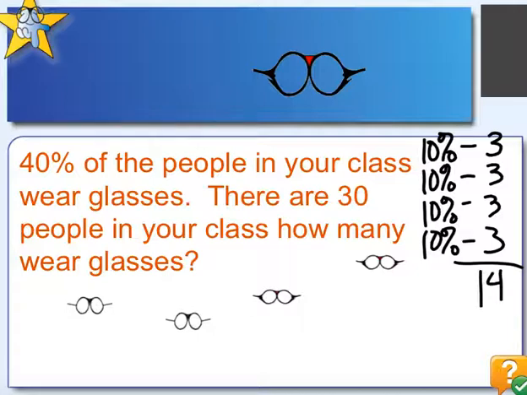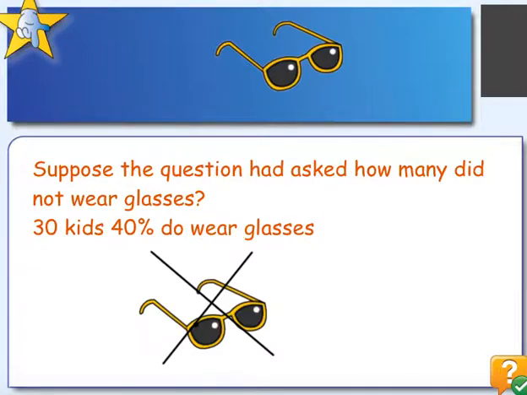So that's another way to go about it. But what if we flipped the question and said, how many do not wear glasses? Same percentage that do wear glasses. We have 30 kids. So what percent do not wear glasses? And you would say, well, 40% do wear glasses, then 60% do not.